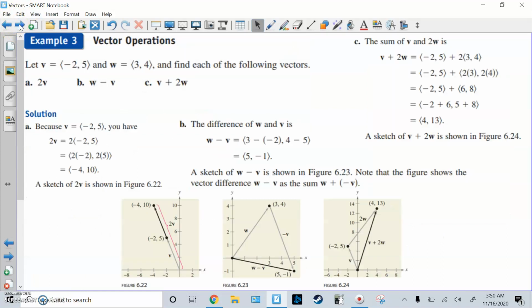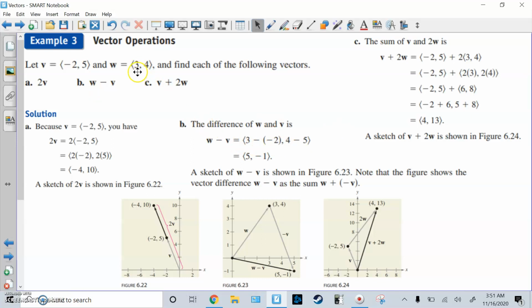Alright, here's some examples. So here's vector v, here's vector w, solve each. These are both in component form. So this is find double v. Well, that's easy, just multiply each piece by 2, so you get negative 4, 10. Here's the picture. So from 0, 0 to negative 2, 5, it's 0, 0 to negative 4, 10. It's double the length.